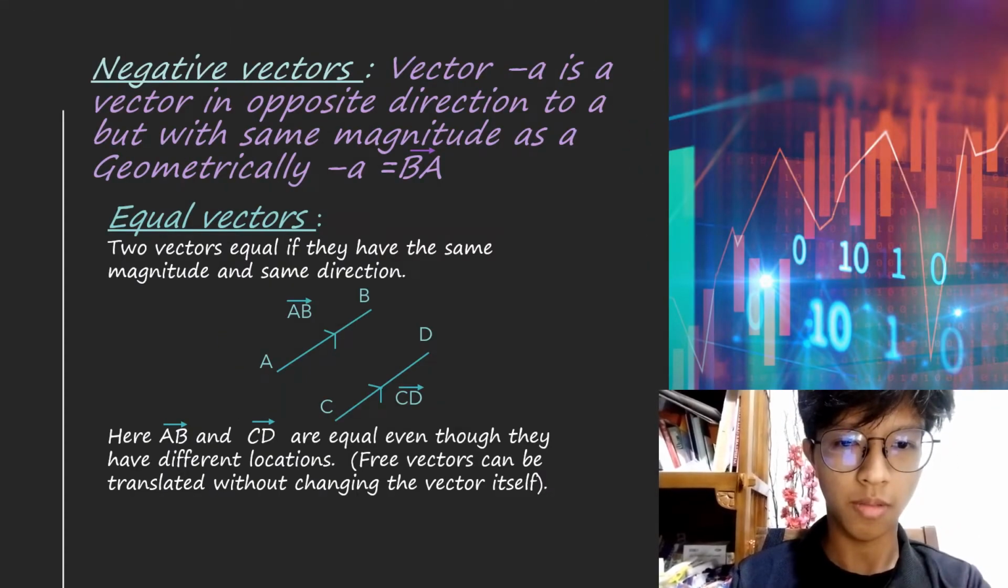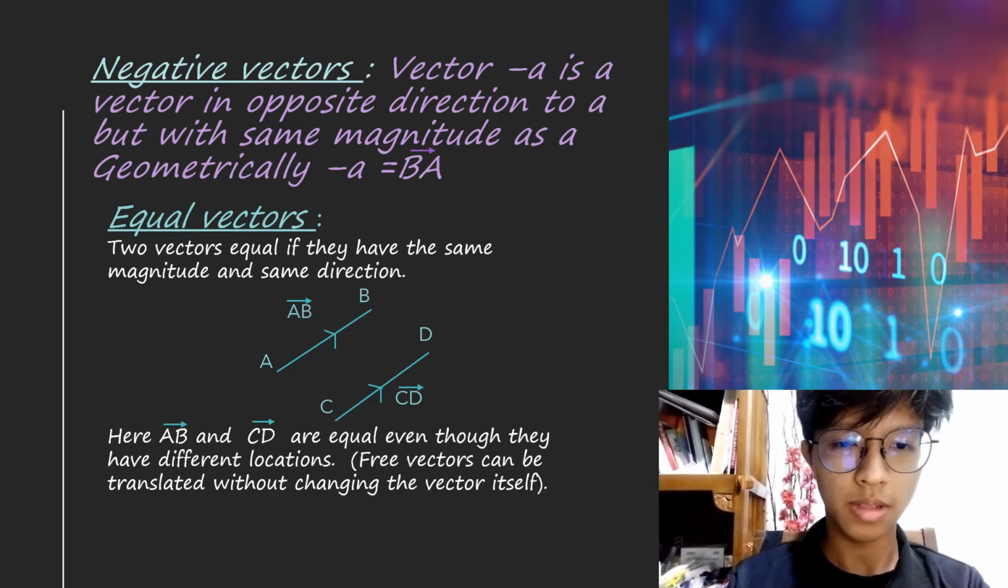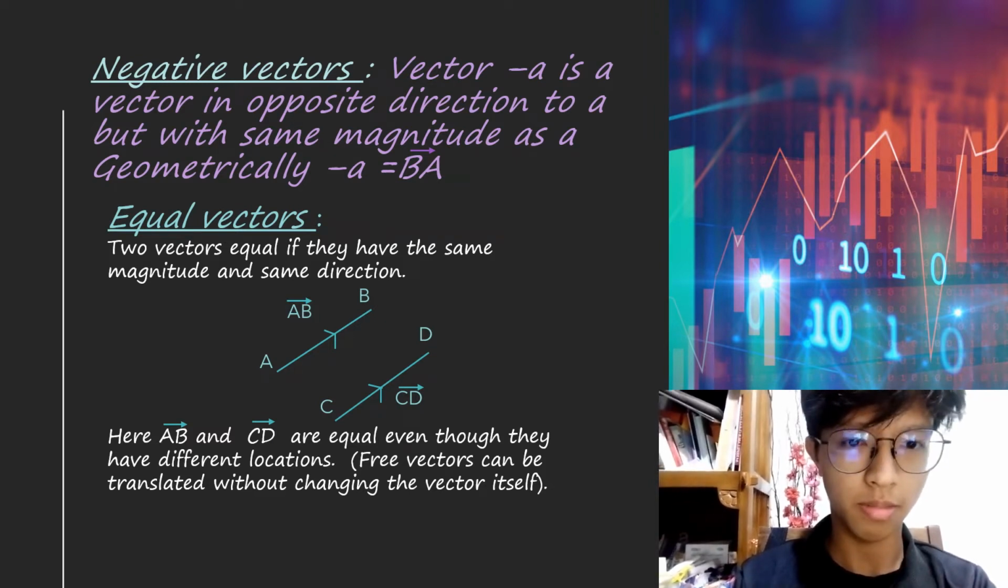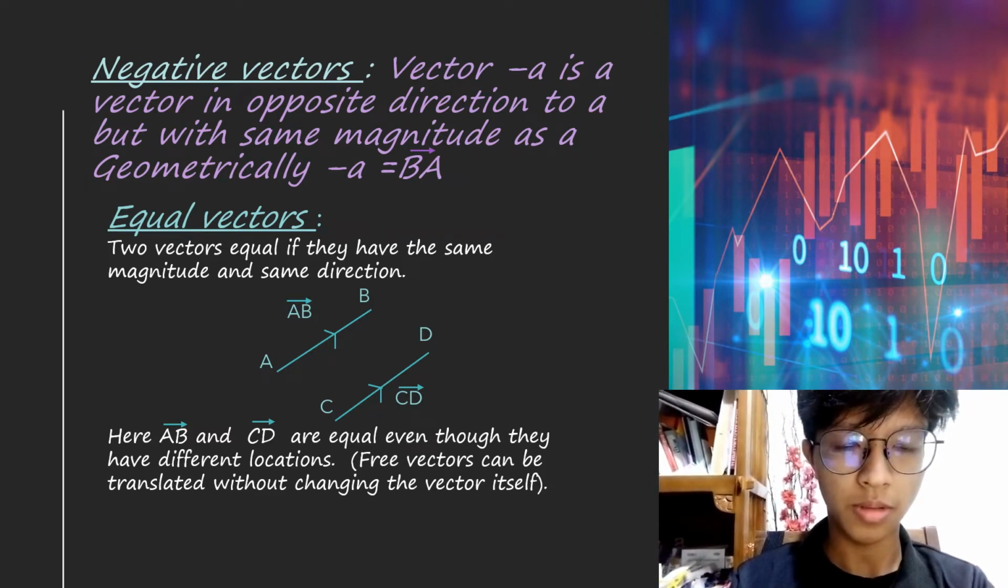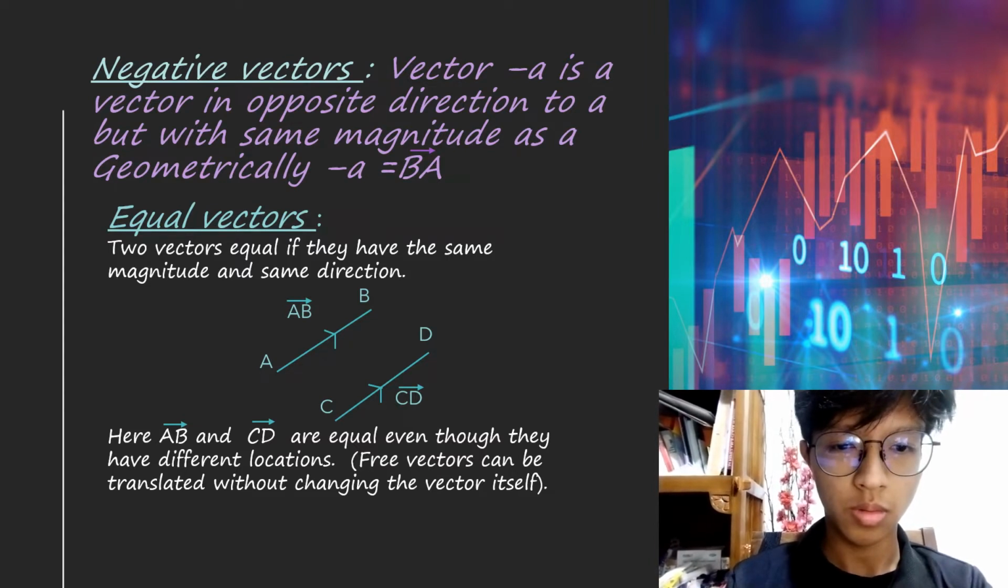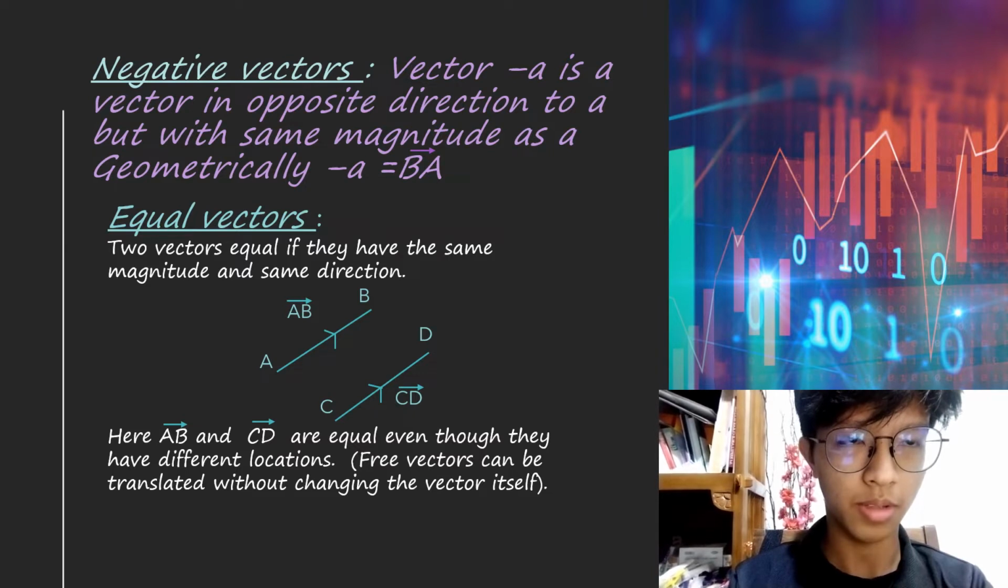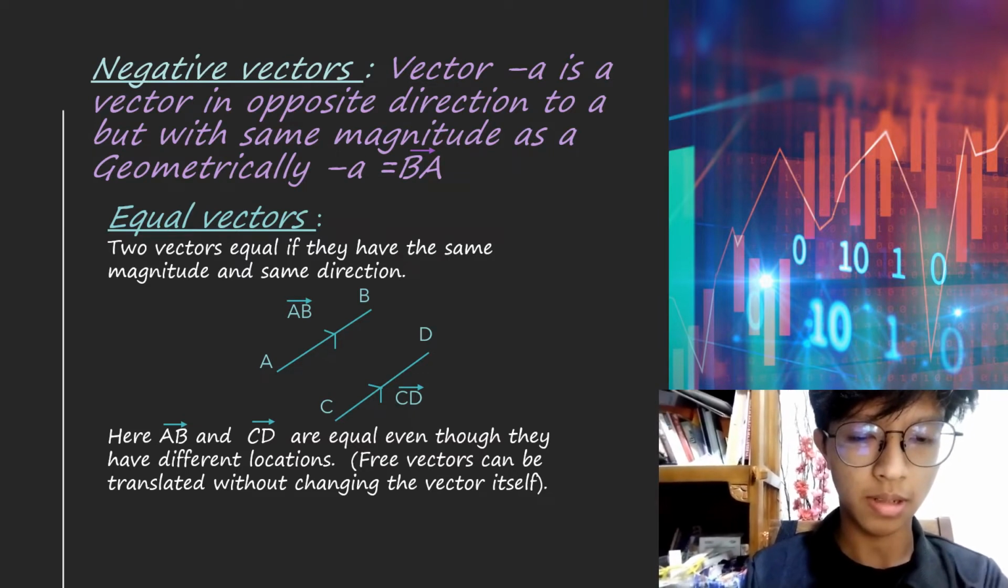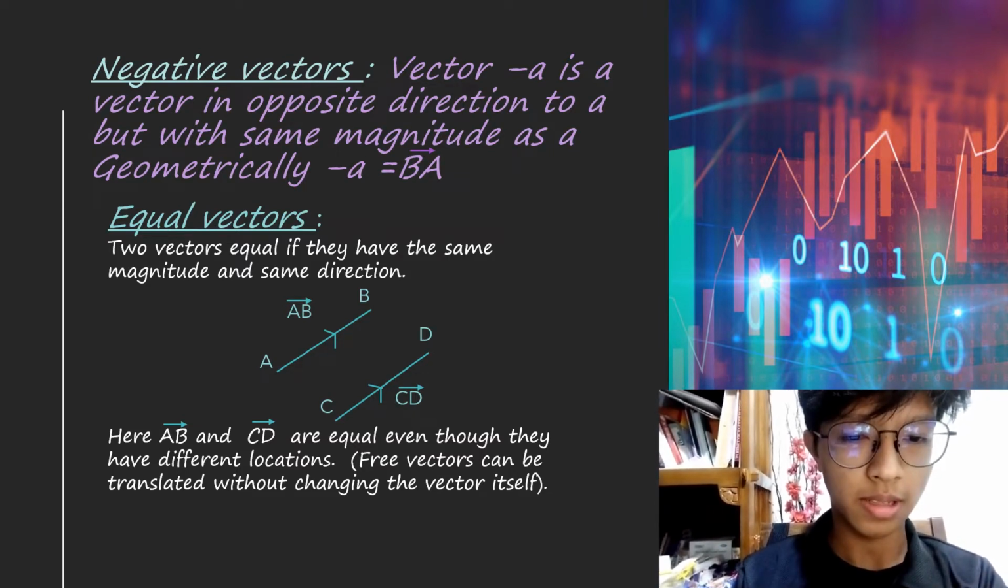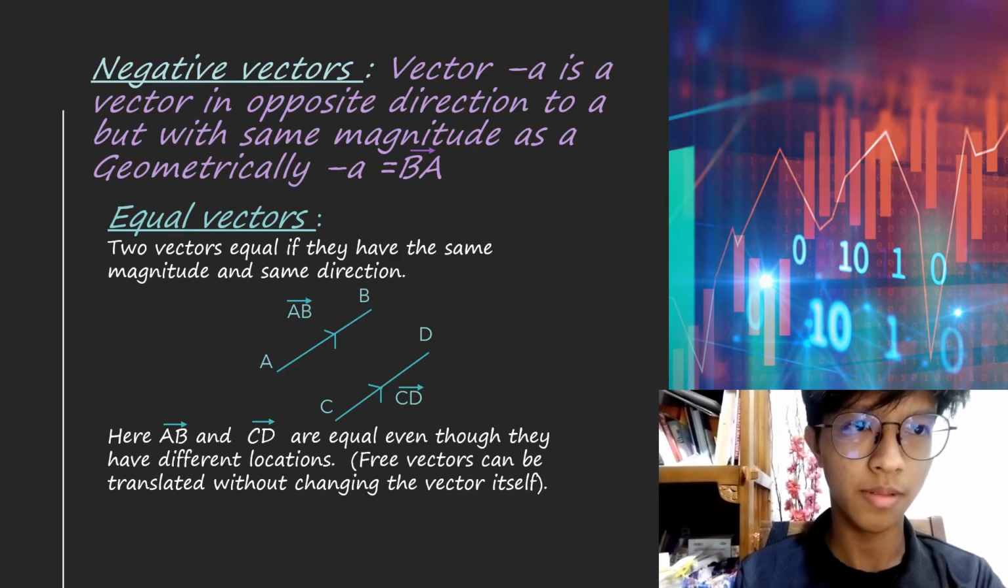Basic concept of negative vector. A negative vector is in the opposite direction but with the same magnitude, as in the geometry, BA equals negative AB. Two vectors are equal if they have the same magnitude and same direction. Here AB and CD are equal even though they have different locations. A free vector can be translated without changing the vector itself.